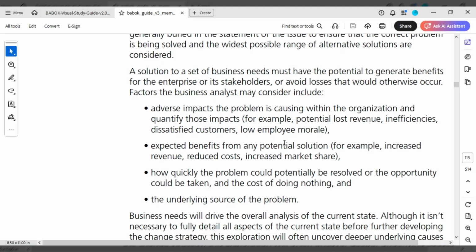So now you need to consider this as a business analyst. So the impact the problem is causing, to what extent? Expected benefit from any potential value. So this is the impact. So what benefits are we even looking at? Potential value, for example, increased revenue, reduce cost, increase market share. Whatever you are coming forward with should match the needs, how quickly the problem could potentially be resolved or the opportunity could be taken, and the cost of doing nothing, and the underlying source of the problem.